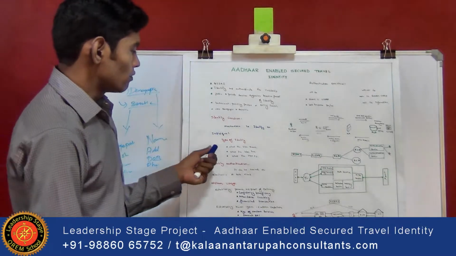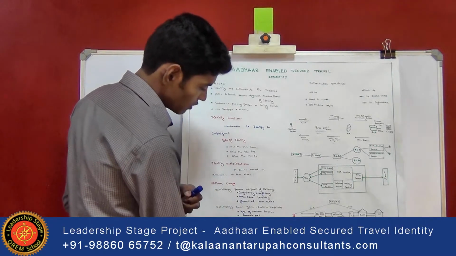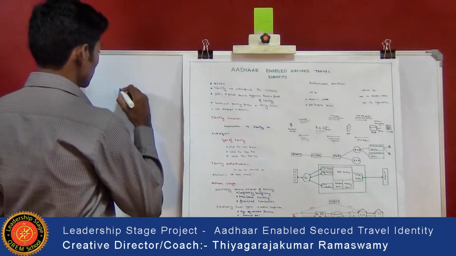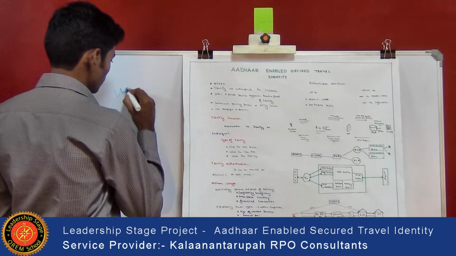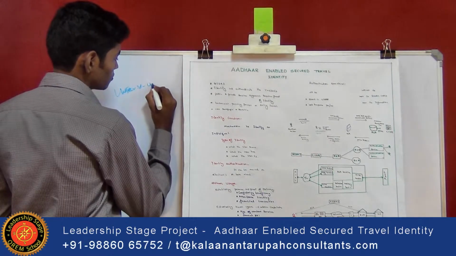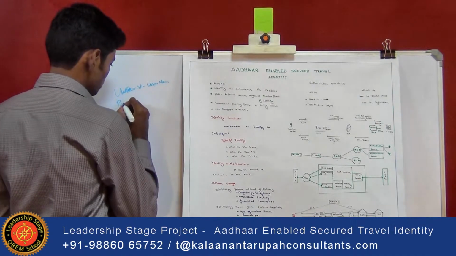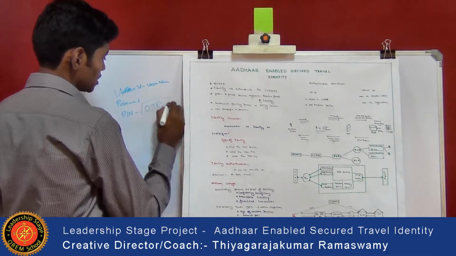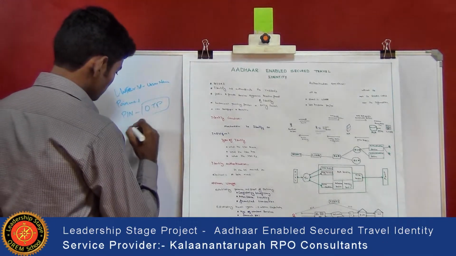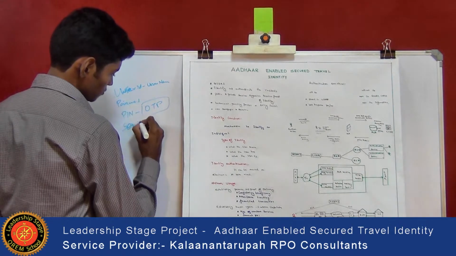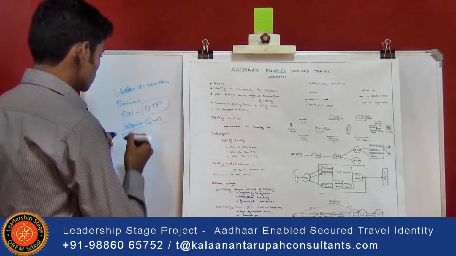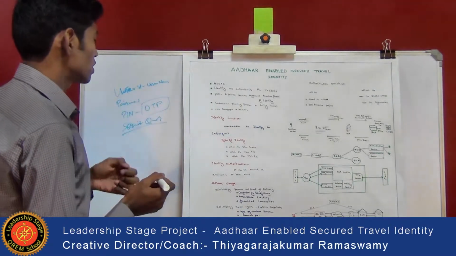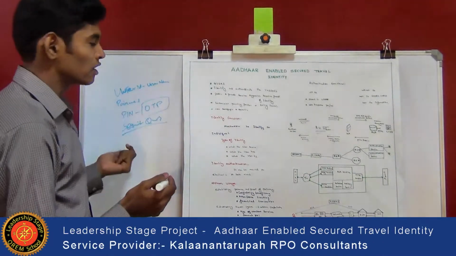First one is what information the user knows. The information is user ID, that is username, password, and pin number. That is a one time password, which changes for each and every transaction. Then security question. This security question is used to recover the password. If a person forgot their password, using the security question they can recover the password.